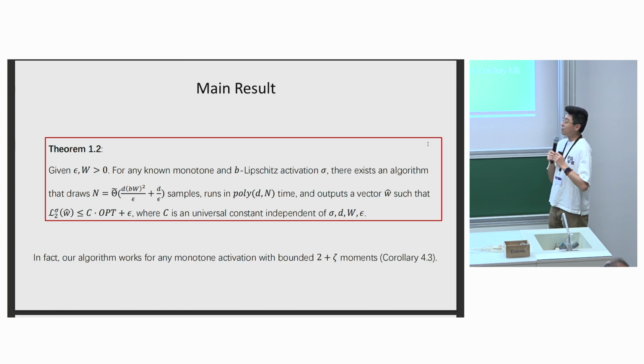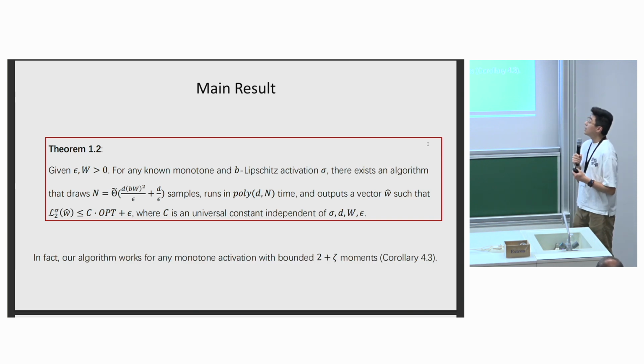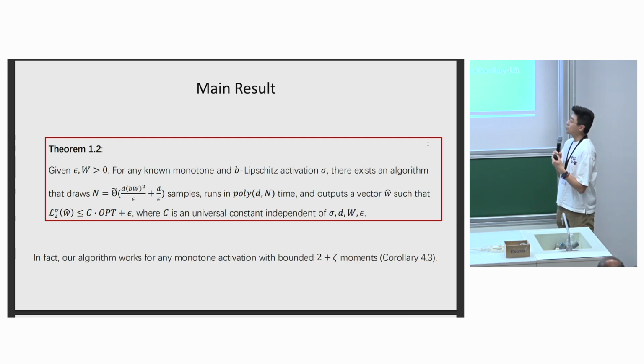So our work provides the first algorithm that tackles this task. In particular, we show that for any known monotone and B-Lipschitz activation, there exists an algorithm that draws a polynomial number of samples, runs in polynomial time, and outputs a vector W hat that achieves L2 squared error of C times opt plus epsilon, where this constant C is a universal constant that is independent of sigma, D, W, and epsilon. And in fact, our algorithm can extend to work for any monotone activations with bounded 2 plus zeta moment, where this zeta is any positive real larger than 0.